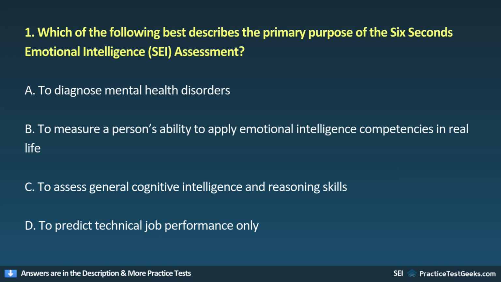1. Which of the following best describes the primary purpose of the 6 Seconds Emotional Intelligence SEI assessment? A. To diagnose mental health disorders. B. To measure a person's ability to apply emotional intelligence competencies in real life. C. To assess general cognitive intelligence and reasoning skills. D. To predict technical job performance only.